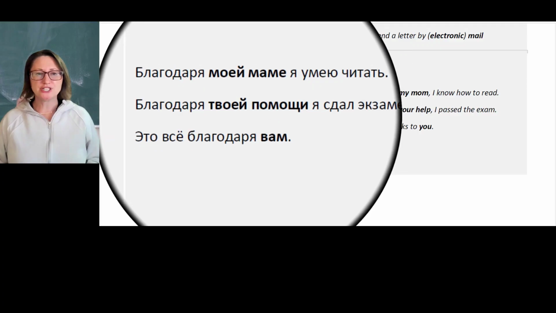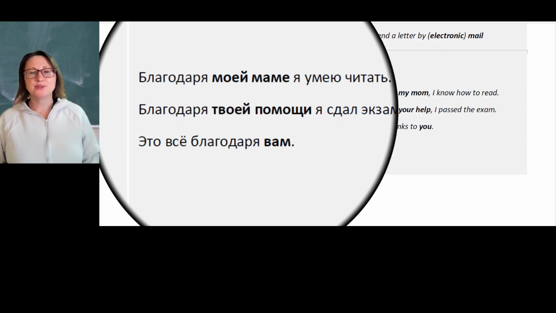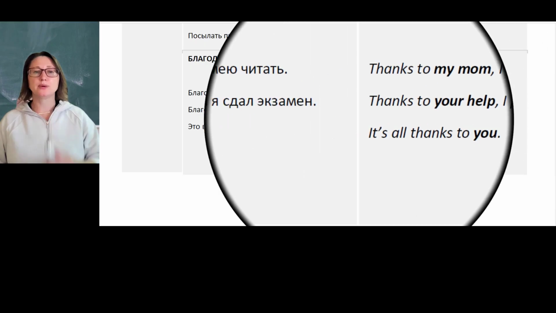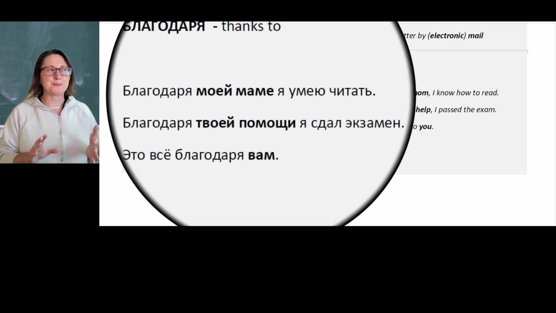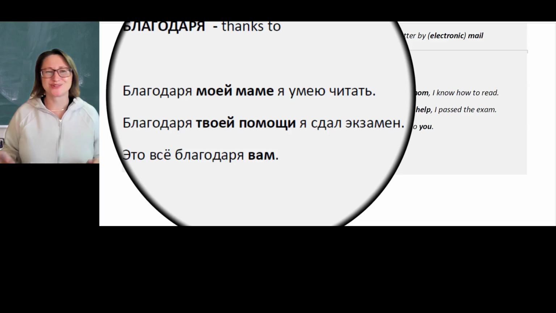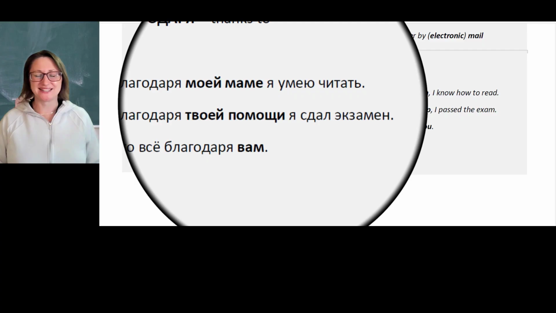So let's take a look at Russian. Благодаря моей маме я умею читать. Благодаря твоей помощи я сдал экзамен. Это все благодаря вам. So here I also want to point out that in English you have to have a comma in expressions like thanks to my mom, but in Russian you don't. Russian and English punctuation rules are a little bit different, and you do not need to worry about it as beginners, but as you progress, pay attention to these little things.